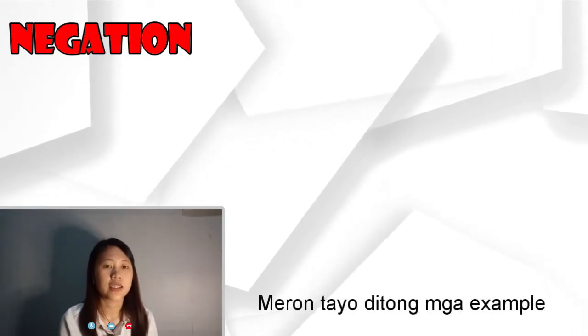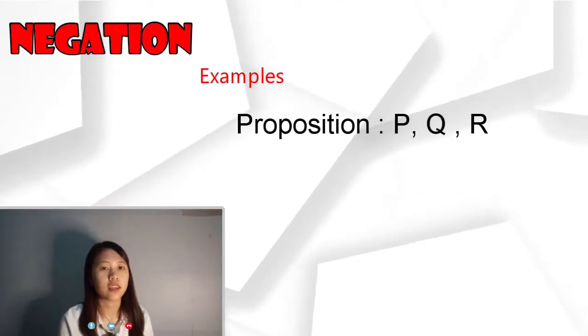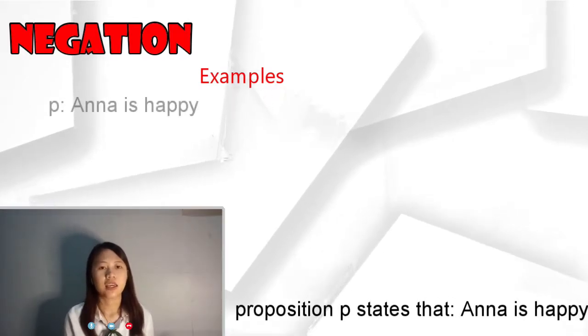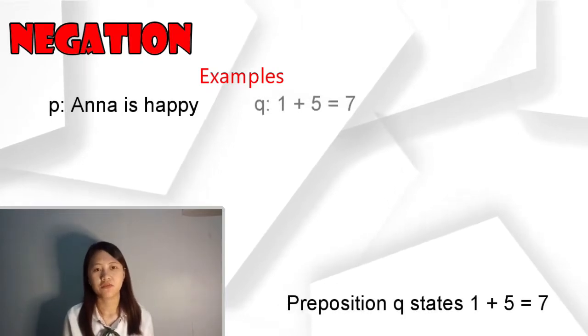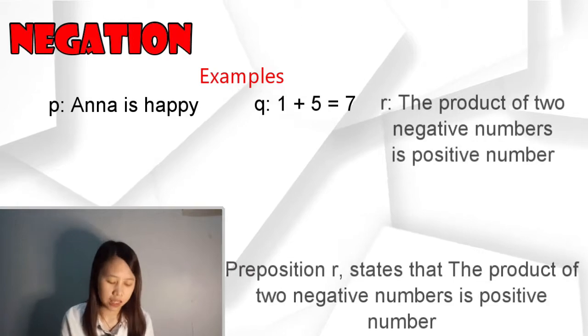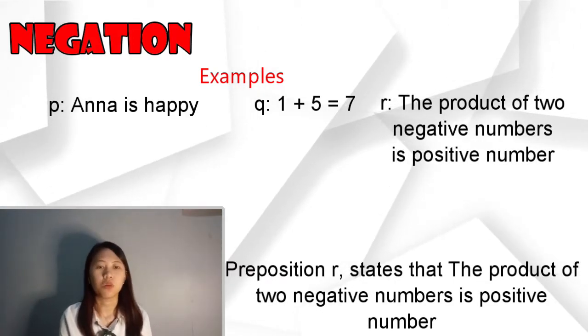Meron tayo dito mga example. Meron tayong proposition P, Q, and R. So, si proposition P states that Anna is happy. Proposition Q states that 1 plus 5 equals 7. And proposition R states that the product of two negative numbers is a positive number.